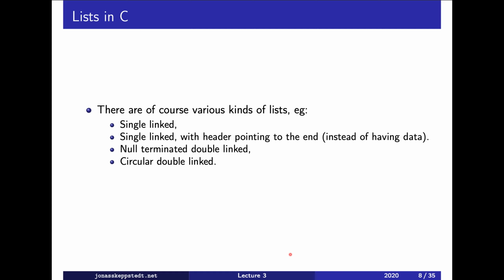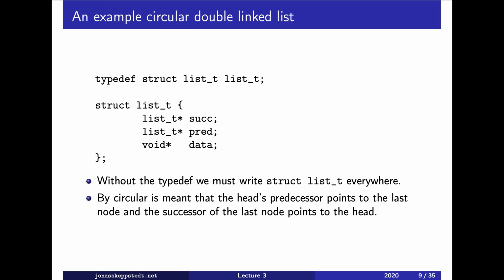We will next look at an example of a list in C, and there are of course numerous different kinds of lists, such as those here. So let's look at the circular doubly linked list. What this means is that there is no null pointer that terminates the list. Instead, it just goes around in a circle.